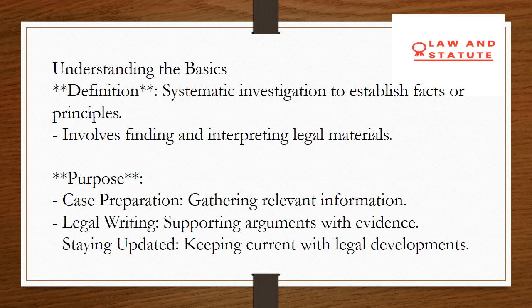Now let's understand the basics of legal research. It is a systematic investigation to establish facts or principles, which involves finding and interpreting legal materials. What is the purpose of doing this systematic investigation? Legal research is defined as a systematic investigation. Basically, when we do research, we are doing a legal investigation to establish facts or principles. There are only two reasons we do legal research: either to find the facts or to find the principles. It involves finding and interpreting legal materials.